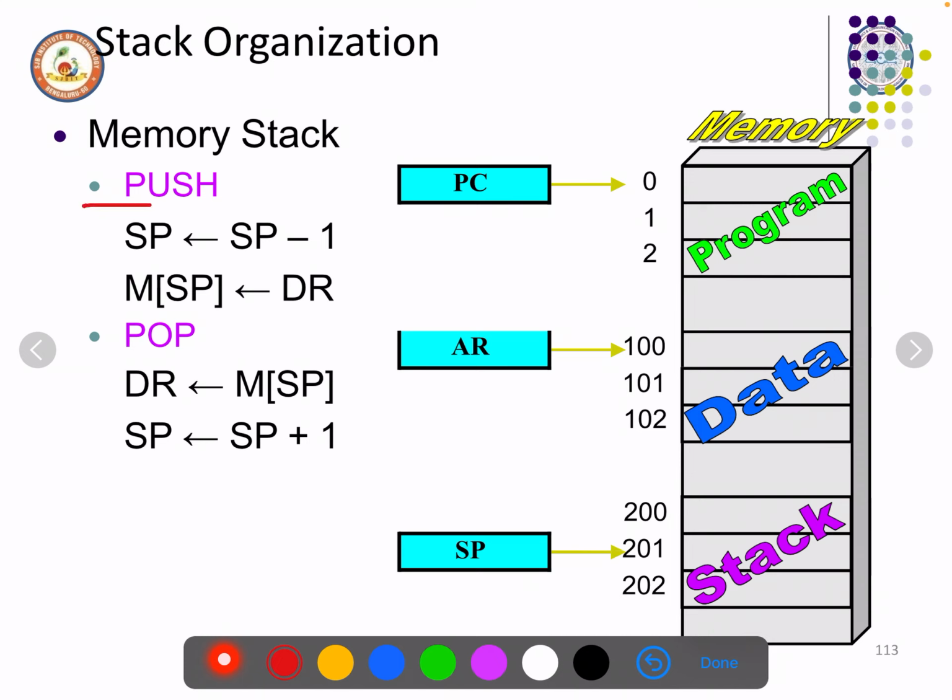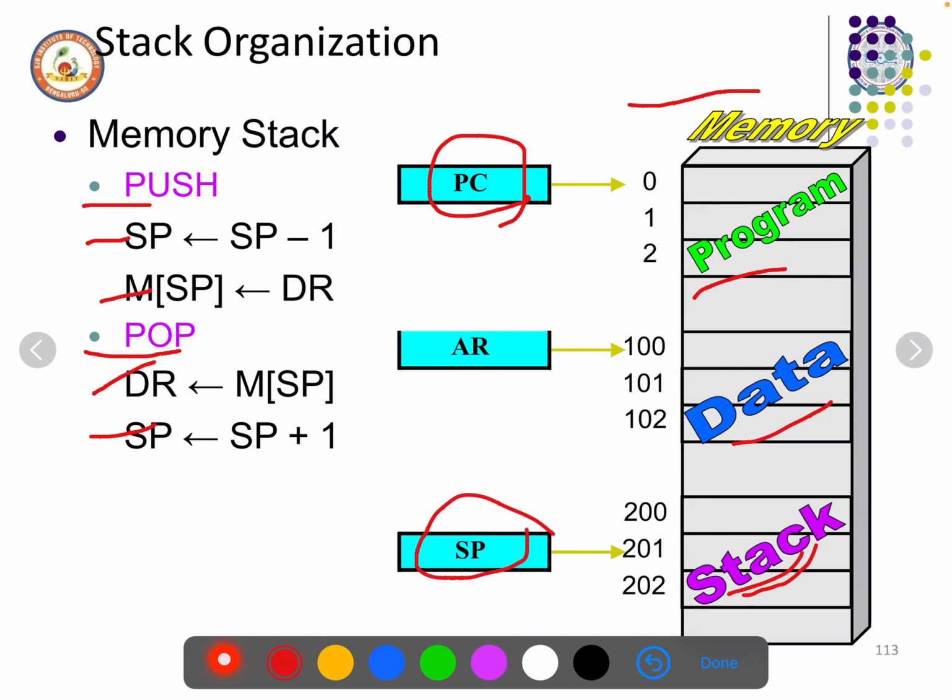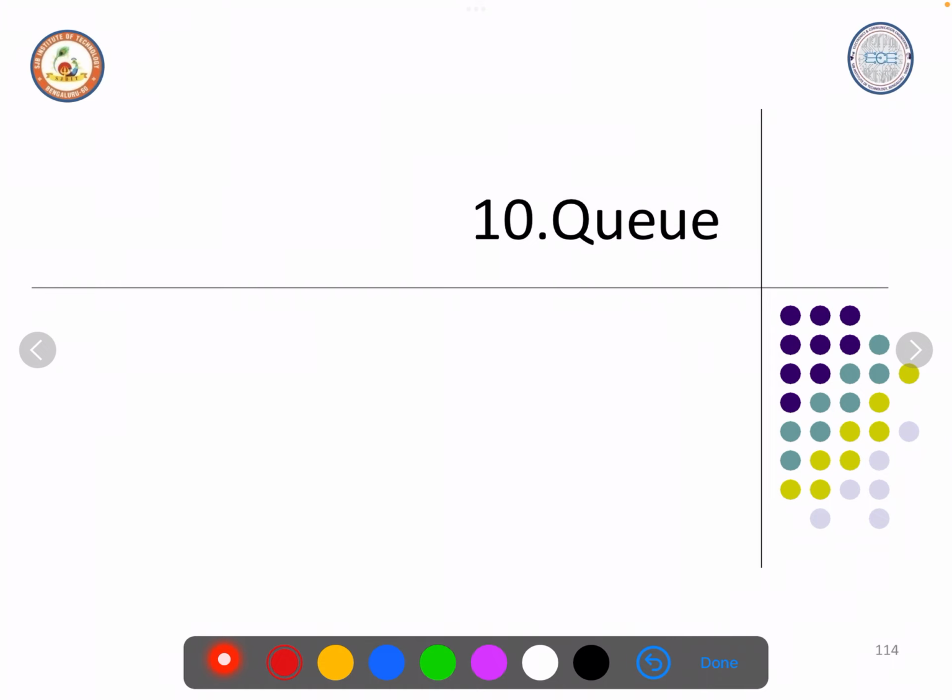So push instruction and pop instruction. Push: the stack pointer is decremented by 1, and then the data register is copied. In pop instruction, first the data register is copied, then the stack pointer is incremented by 1. As I already told you, in the memory you have different segments: data area, program area, stack area, like that. If it is a program area, the address is held in the program counter. If it is a stack area, the address is held in the stack pointer. If it is a data area, it will be specified in the address registers.